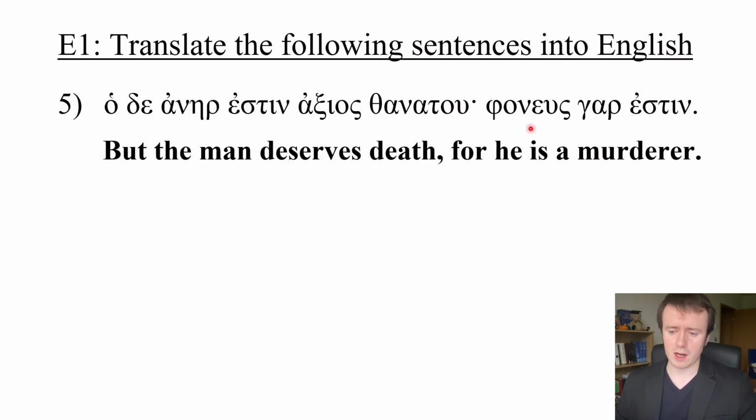So poneius there is the complement of the verb to be. And we understand the subject from the previous clause, namely ho aner. That de could have been elided there. However, elision does not always happen in Greek.